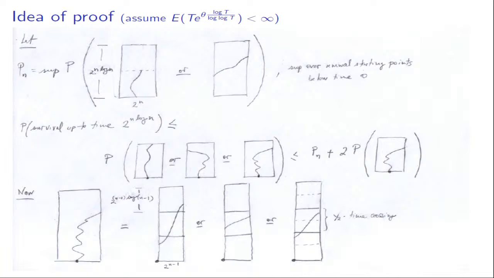All right. So we want to write now the probability of survival. So in order for you to have survival up to time 2 to the n times log n, then one of these three things has to happen. So now we're talking about survival. So here, this is an infection path, right?